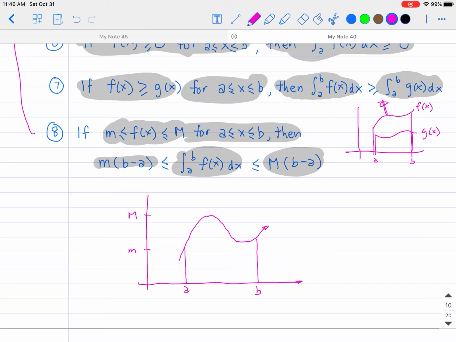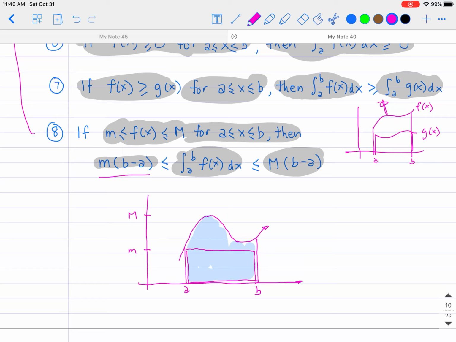Let's say this part is b, and this part over here is a. They're saying that the curve has a lower bound, which is m. That's my absolute minimum, whereas the top part is my absolute maximum. So you can see, hopefully, that the area under the curve is this portion over here. That's what we want to focus on.